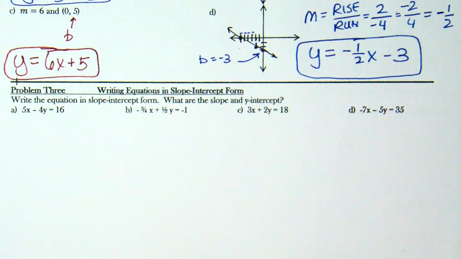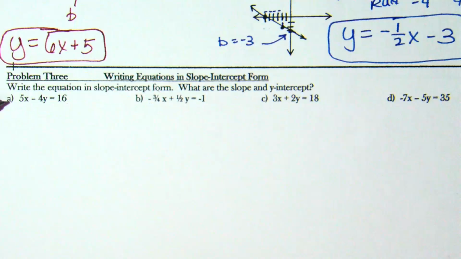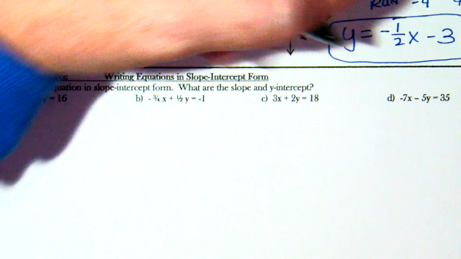So, for instance, if you were asked to graph example 3a here, 5x minus 4y equals 16, the first thing we'd want to do is to put it into slope-intercept form. For I don't know how many times today. What is slope-intercept form? Y equals mx plus b. I feel like it's like the bazillionth time me asking that, but you know.